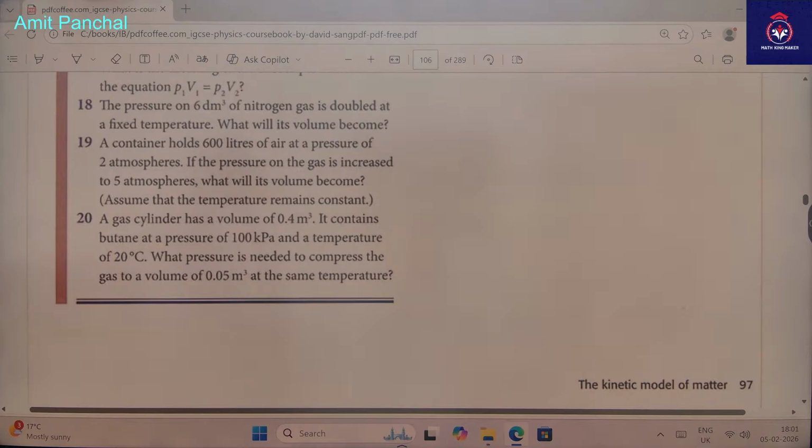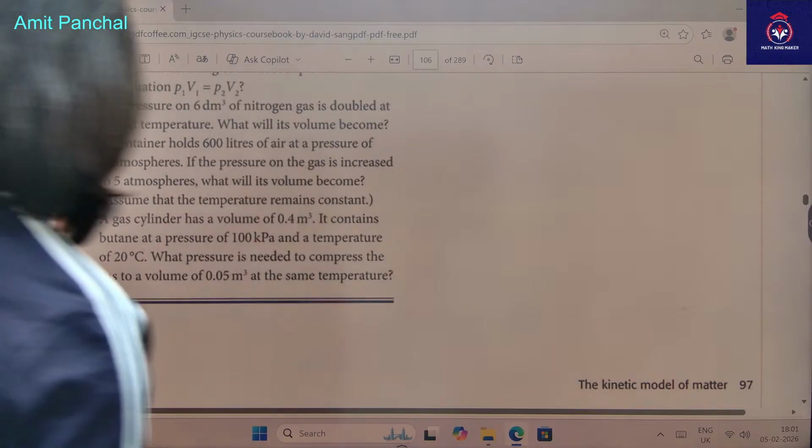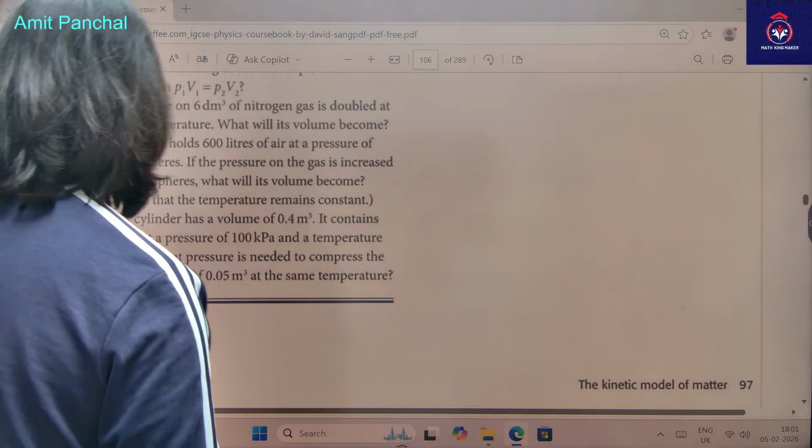Question 19. Which one? Oh, this one, okay. Pressure is increased to 2.5 times, so volume will be decreasing by 2.5 times. So 600 divided by 2.5. Yes, sir. So that will be the answer. And the 20th.